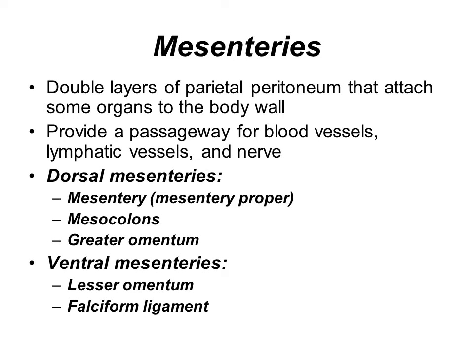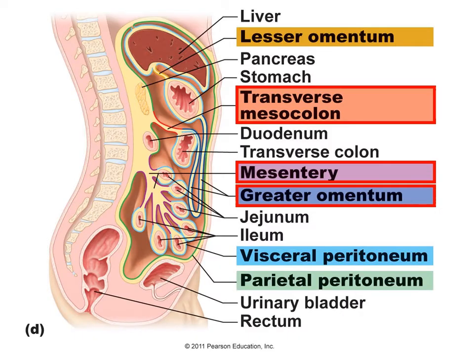The mesenteries, there are several different ones, the dorsal mesenteries and the ventral mesenteries. Basically, they're providing a way for the blood vessels, lymphatic vessels, and the nerves to pass along between the organs so they can supply the needed nutrients or signals to the various organs. And some of these are also helping, like I say, to attach to the body wall. So this is a cross-section showing the location of some of these mesenteries.